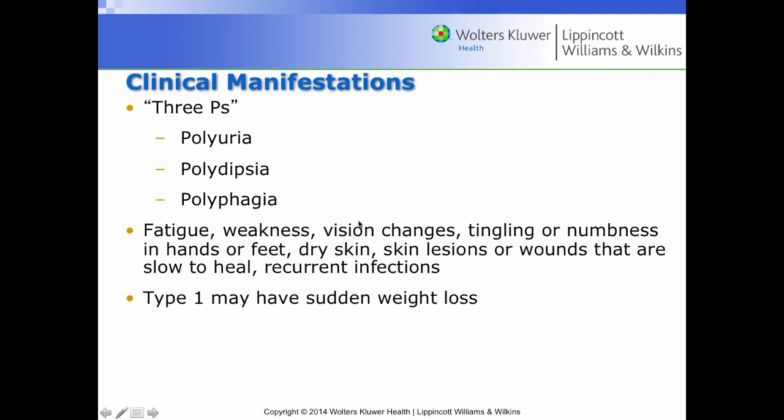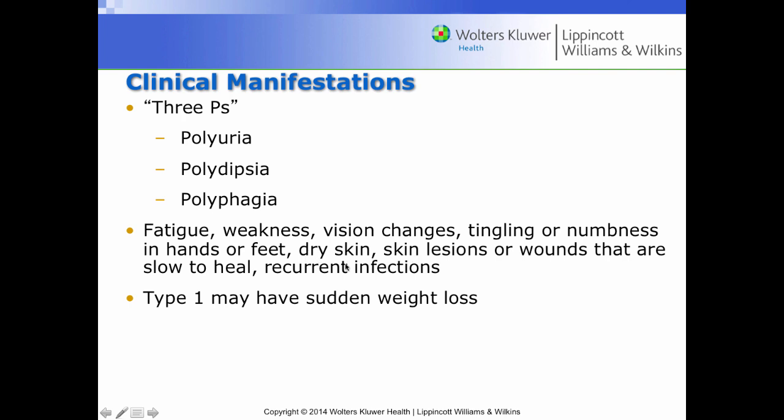Fatigue, weakness, potential vision changes, tingling or numbness in the hands or feet, dry skin, skin lesions, wounds that are slow to heal, and recurrent infections. Okay? So all of these things are really the result of this hyperglycemia. The fatigue and weakness can be related to the dehydration. All of the vision changes, tingling and numbness in the hands or feet, those are the effect of hyperglycemia on the function of nervous tissue. So hyperglycemia disrupts the function of nervous tissue, so you see those manifestations.